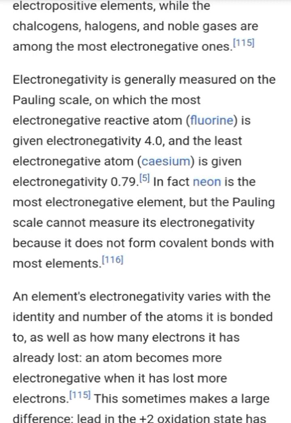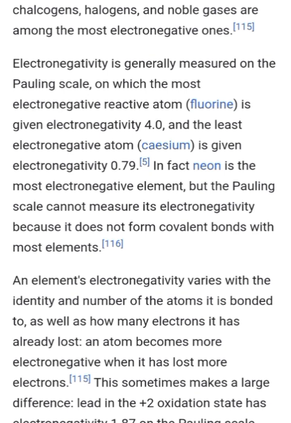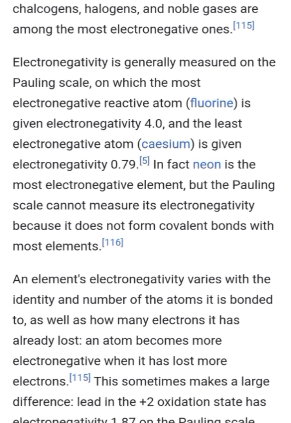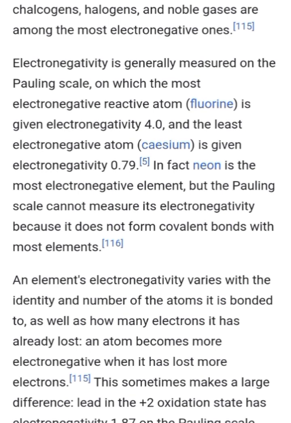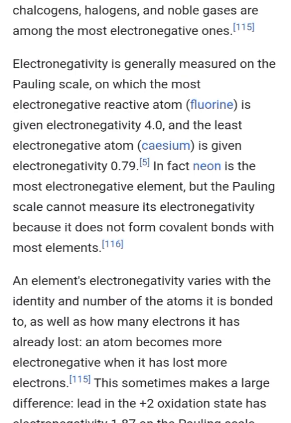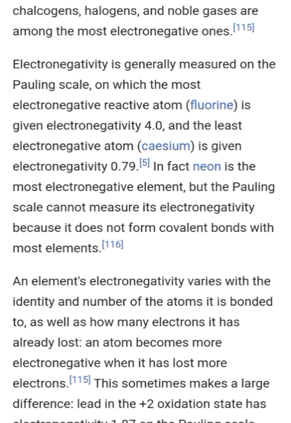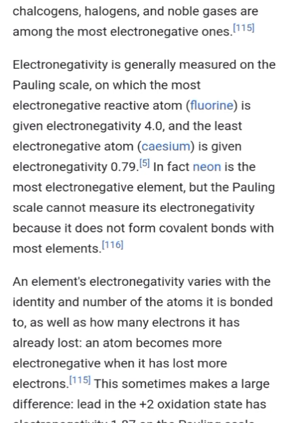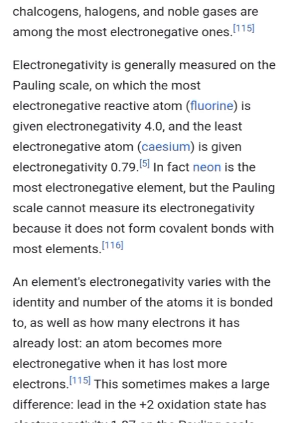Now, the least electronegative elements in the periodic table are those in group 1. Because when you move from left to right, the thing will increase. So if you move from right to left, it will decrease. So group 1 is the least. Then group 2, second to the least. Group 3, third to the least. Until you get to group 7, which is the highest.